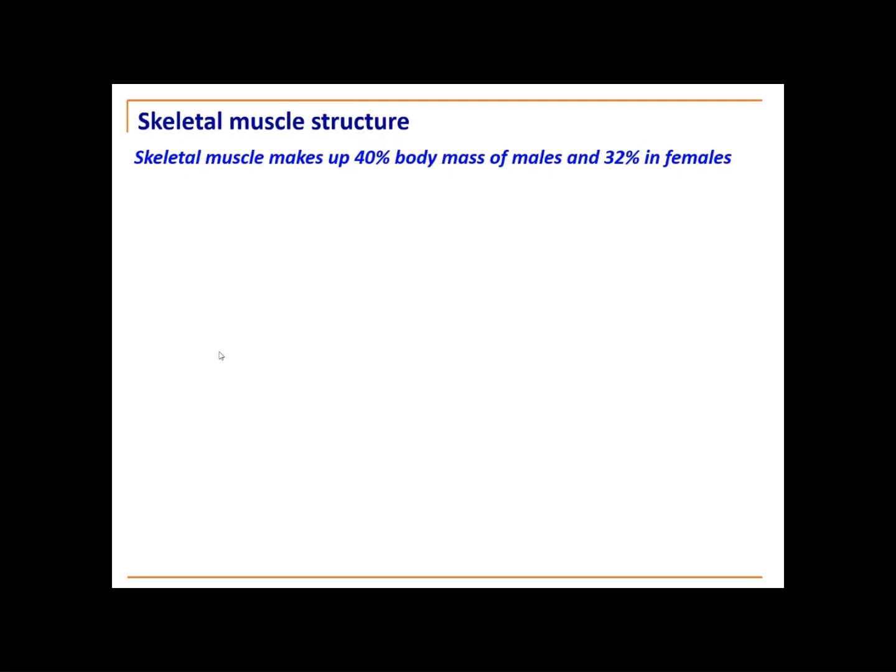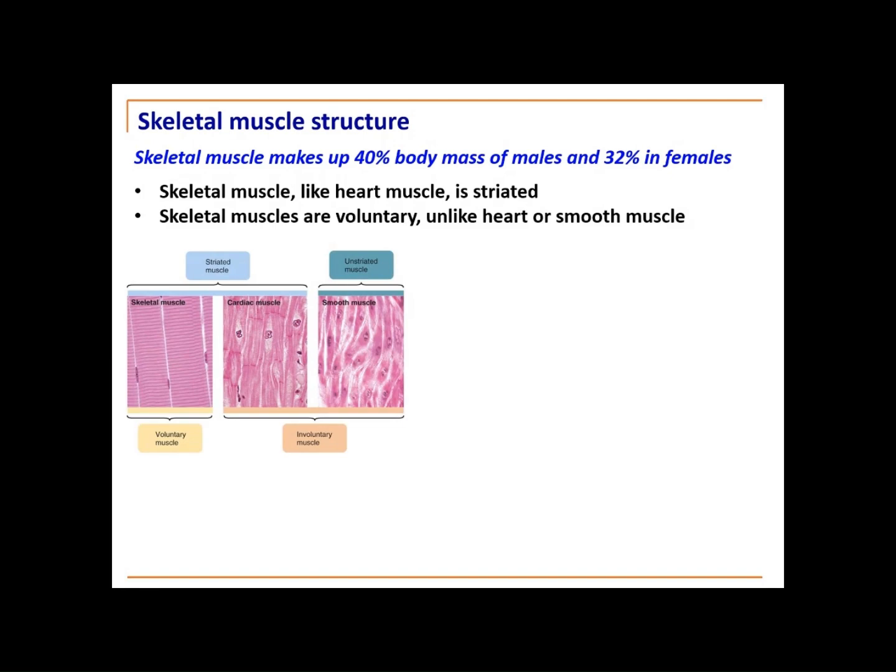So the skeletal muscle itself makes up around about 40% of the body mass of males and around about 32% in females. Contrasting that to smooth and cardiac muscle, which make up about 10% of the body mass in both males and females. We're then having a little look, crudely, at a structure.